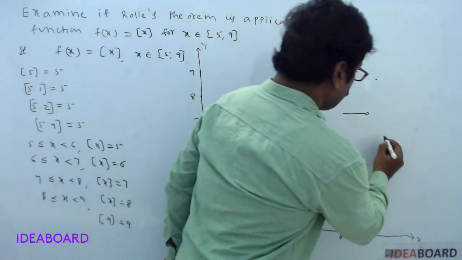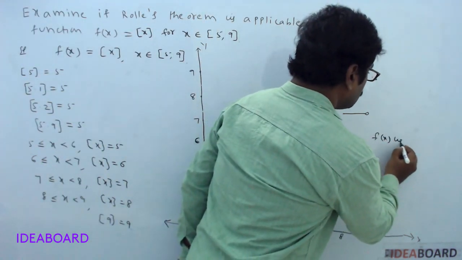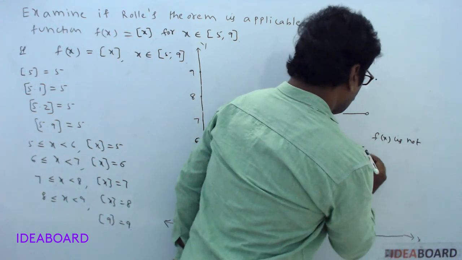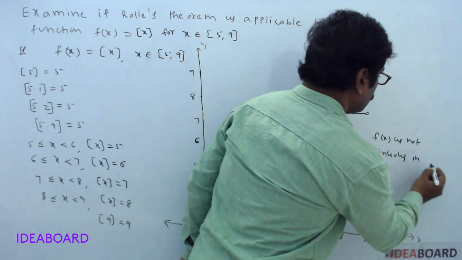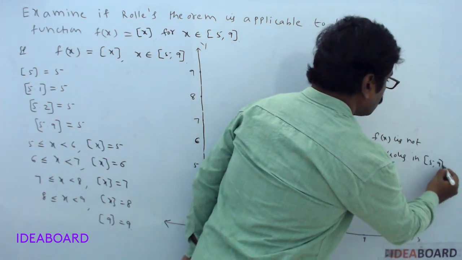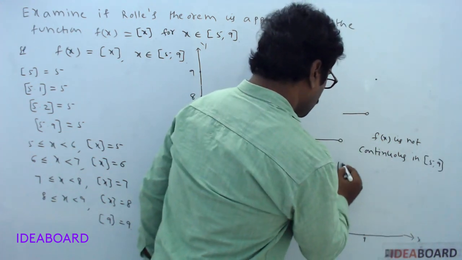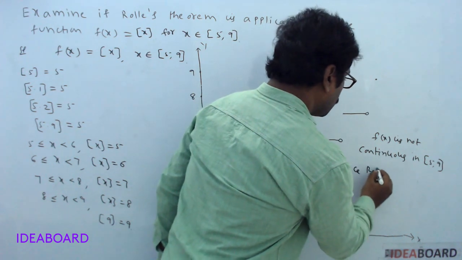So write down the conclusion part. f of x is not continuous in closed interval 5 to 9. So hence Rolle's theorem is not applicable.